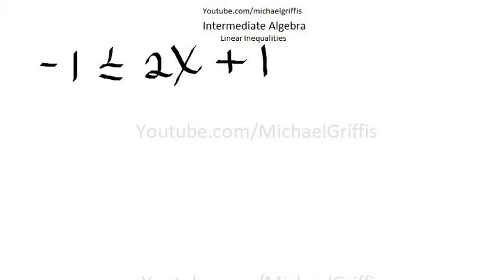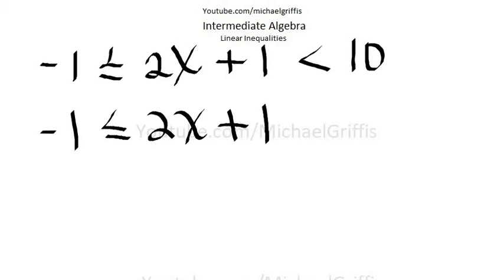All right, so we're going to have negative 1 is less than or equal to 2x plus 1, and that is going to be less than 10. So it's the same thing that we've been doing, except we're going to break this up into two pieces. We're going to do this piece first, and we've been doing that. That's nothing different. And then we'll look at 2x plus 1 is less than 10.